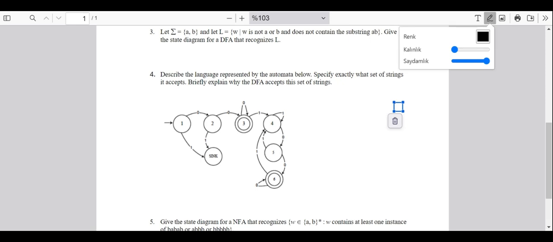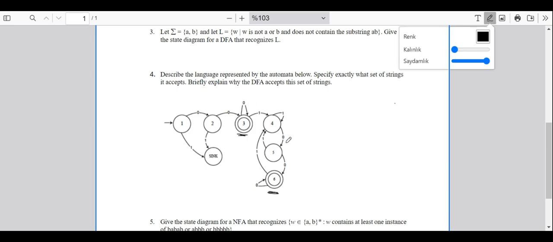Now, let's analyze the DFA. In this diagram, we have two accepting states. One of them is 3, one of them is 6, because they have two circles. These are double circled and accepting states.